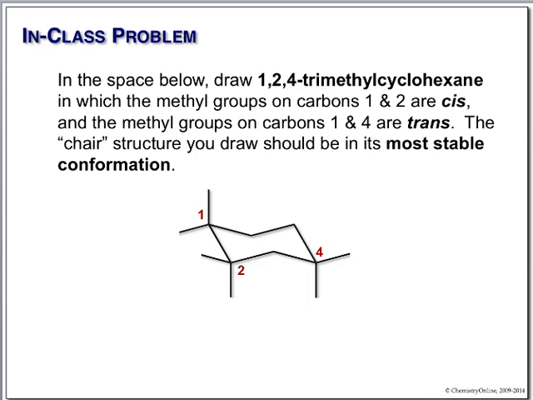Now we're shooting for most stable. So I would always start by putting a methyl group in the equatorial position. If we put the methyl group here, equatorial, then the methyl group on carbon 2 has to be on the same side. So this is pointing down. That means this must be pointing down as well. So step 1.